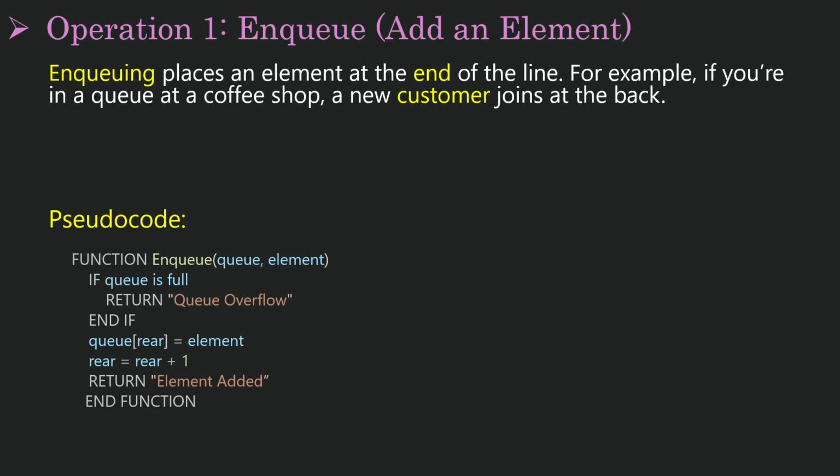Operation 1. Enqueue, add an element. This operation adds an element to the rear of the queue. Explanation. Enqueuing places an element at the end of the line. For example, if you're in a queue at a coffee shop, a new customer joins at the back.